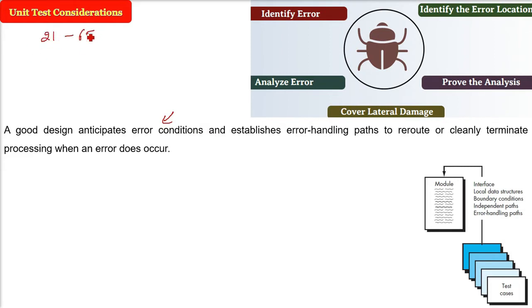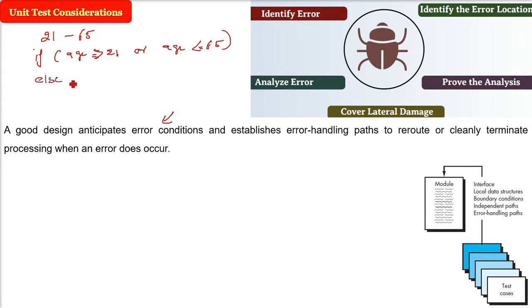For example, 21 to 65. I'll just write code to check. The age is greater than or equal to 21, because 21 is included, so we'll put an equals sign also. And age is less than or equal to 65, because 21 and 65 are inclusive, we will put an equals sign also. Now this is a valid condition, but there has to be some error controlling also.